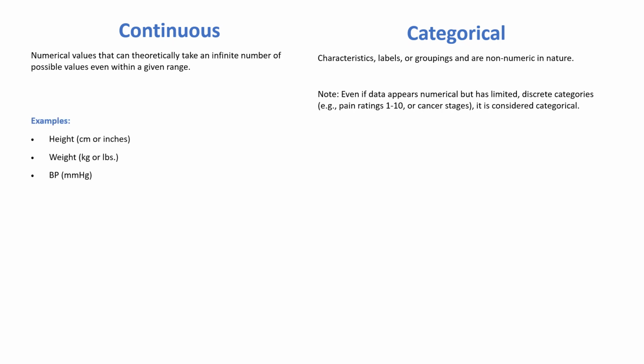Examples of continuous data are height, for example, in centimeters or inches, weight in kilograms or pounds, or blood pressure, both systolic and diastolic, in millimeters of mercury. And examples of categorical data are, for example, gender, male or female, blood types A, B, and O, or cancer stages, as we just discussed.